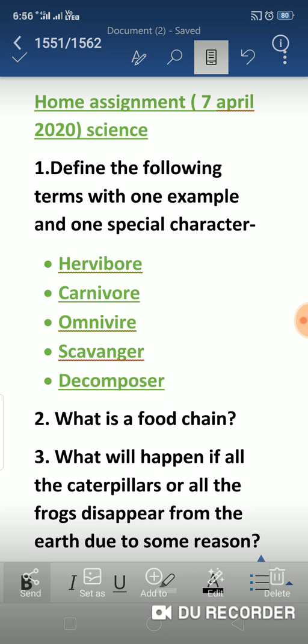The animals which eat plant and plant products are called herbivores. Simple. Example: cow, buffalo, deer, camel. These all are the examples.